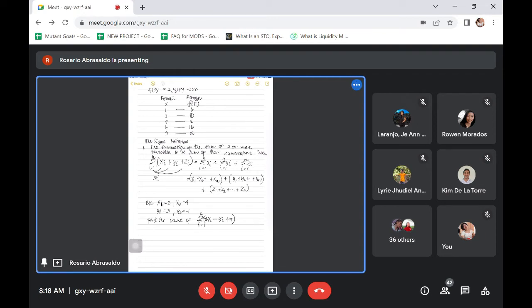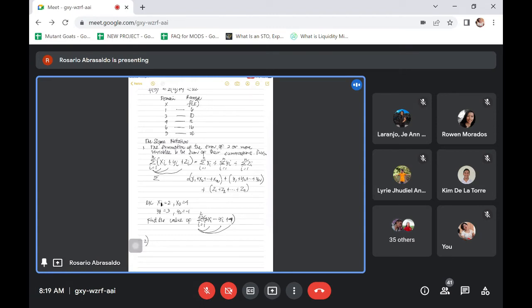So either you distribute first. Before we discuss this, the 4 has no variable. So for that, we are going to discuss this formula first before we solve this one. Another formula: if C is a constant, we have a constant 4.